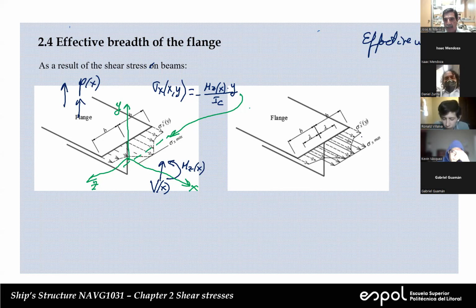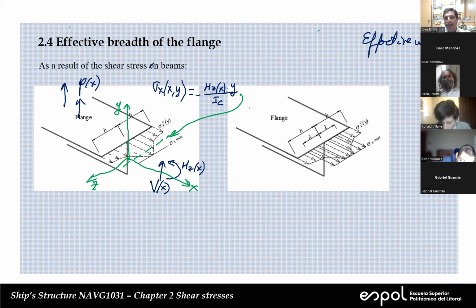Okay, originally, we have this distribution of normal stress, which is the real distribution. Now, if we integrate this, we're going to have a net force acting on the flange, right? This net force, combined with the forces on the web, produces this bending moment. And remember that bending moment has to be exactly the one that we need in order to have equilibrium.